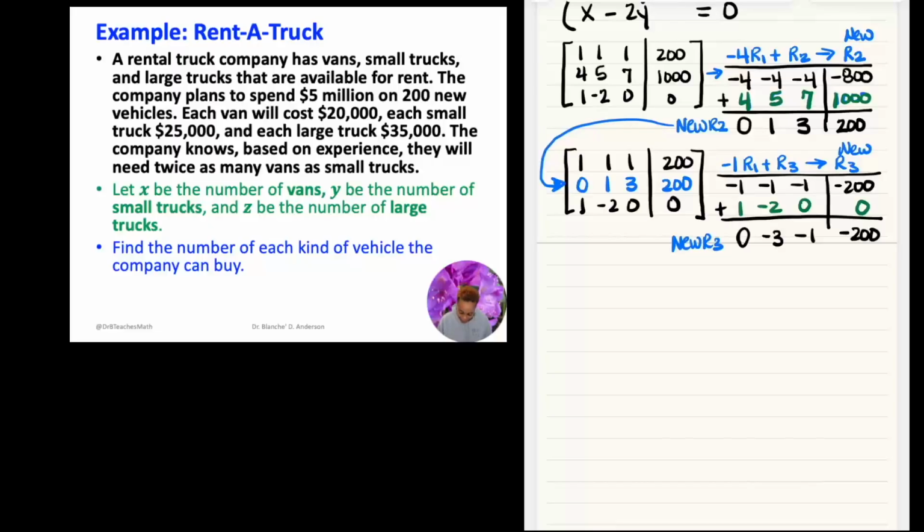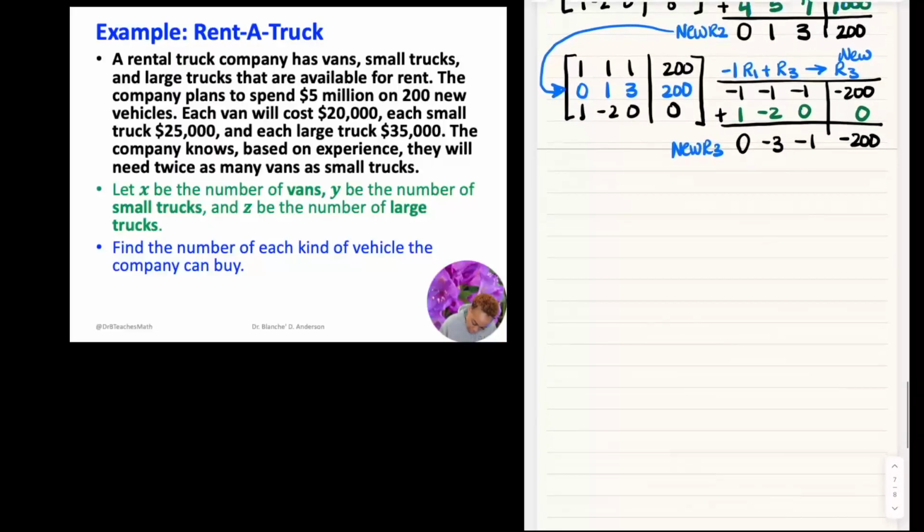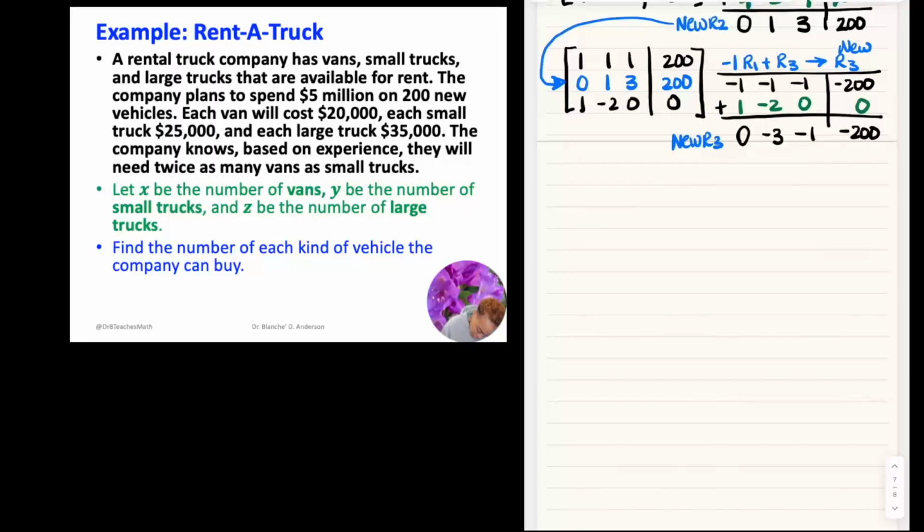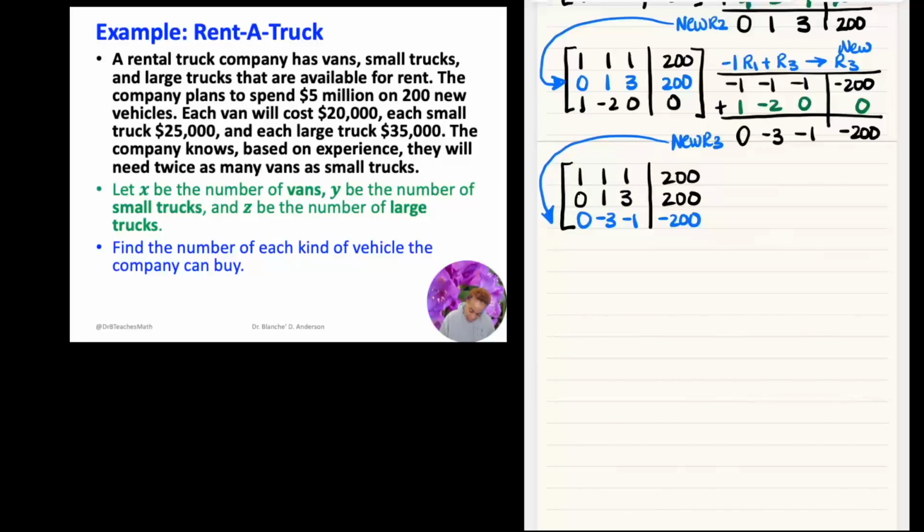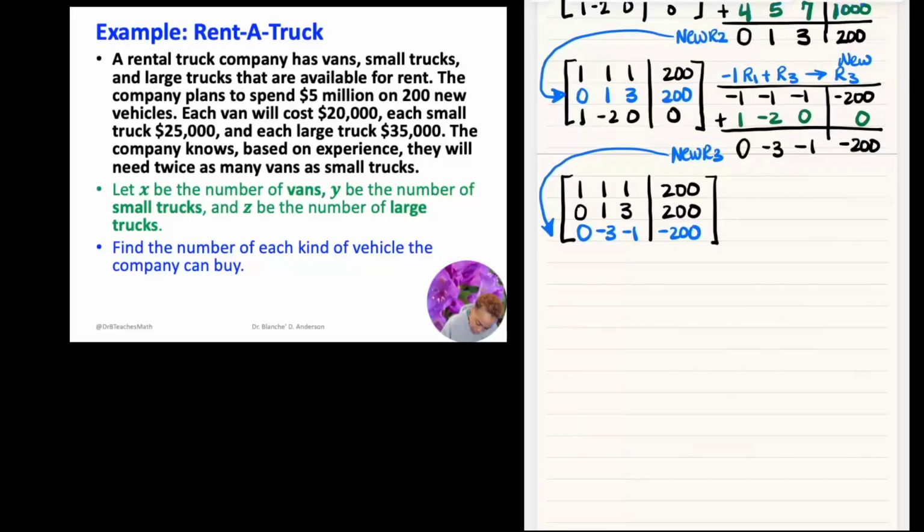So far, so good. Okay, so now when I write my matrix, what it looks like now, I have 1, 1, 1, 200, 0, 1, 3, 200, and then my new row 3, 0, -3, -1, -200. Okay, so far so good. All right. Put my little arrow here.